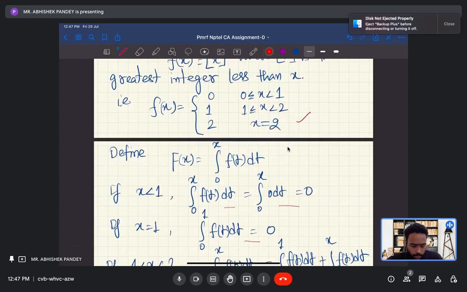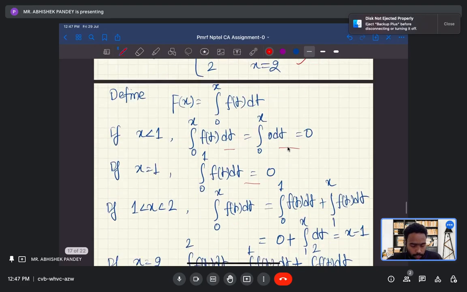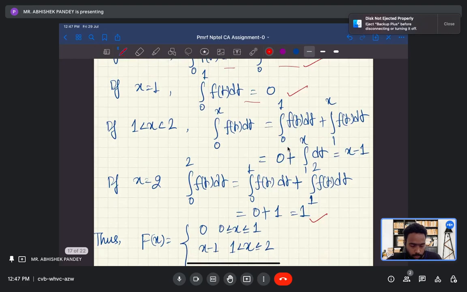Define capital F of x as the integral from 0 to x of f(t) dt. If x is less than 1, the integral from 0 to x of f(t) dt equals 0. If x equals 1, the integral from 0 to 1 is 0. If x is greater than 1 and less than 2, then the integral equals the integral from 0 to 1 of f(t) dt plus the integral from 1 to x of f(t) dt. So we have to split the integral in two parts. This gives 0 plus the integral from 1 to x of dt, which equals x minus 1.